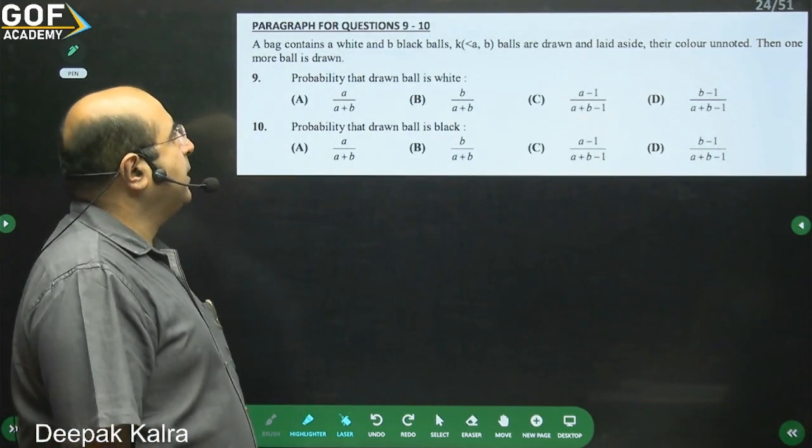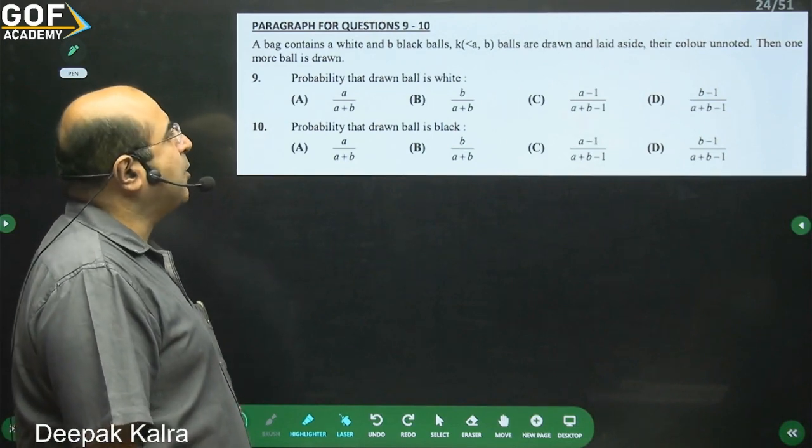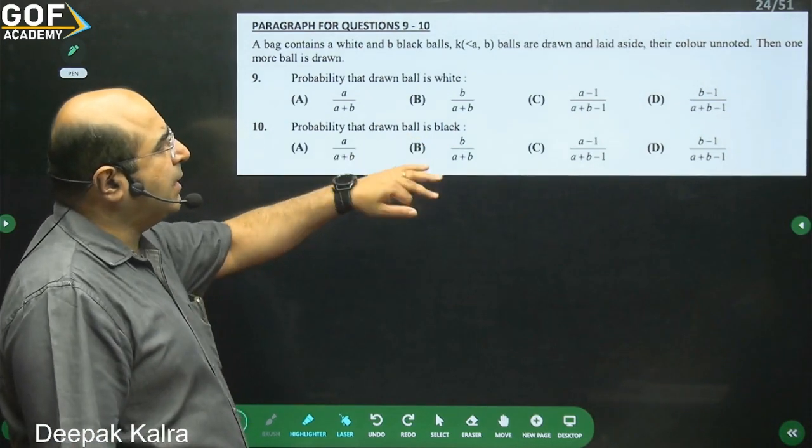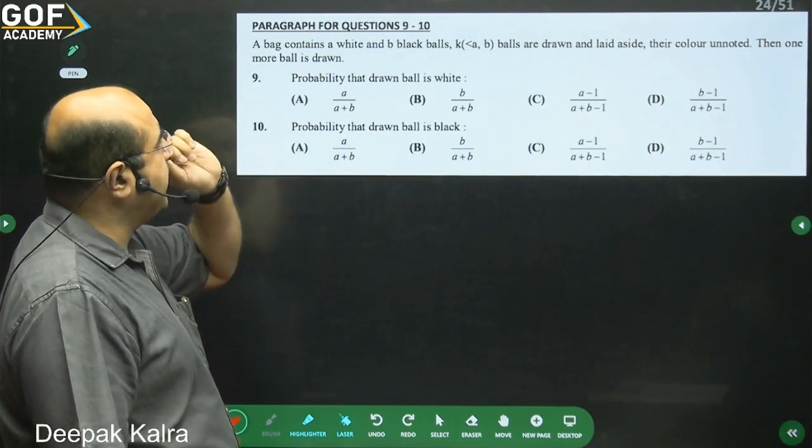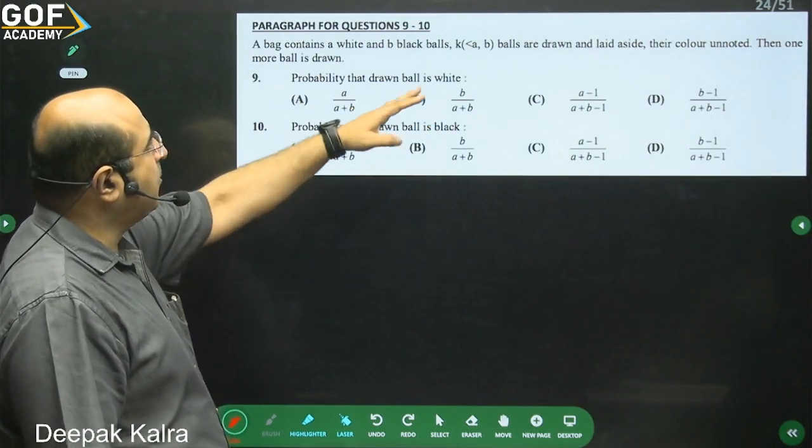Paragraph. A white balls, B black balls. A balls are drawn and laid aside, their color not noted. Then one more ball is being drawn. Probability that the ball drawn is white.